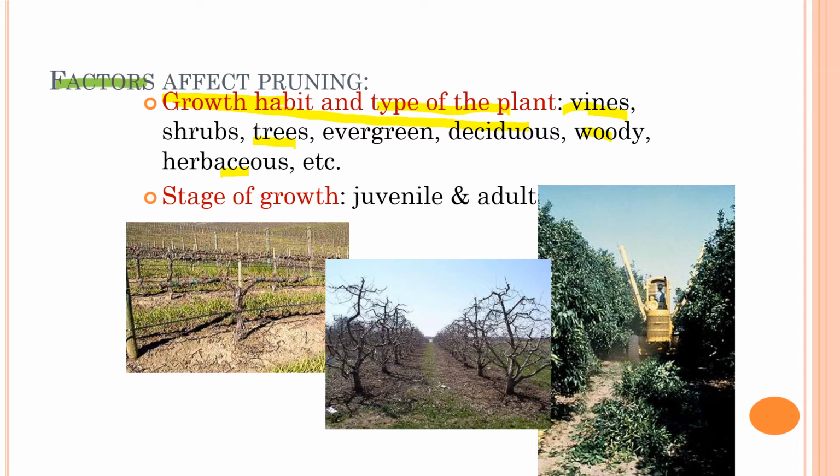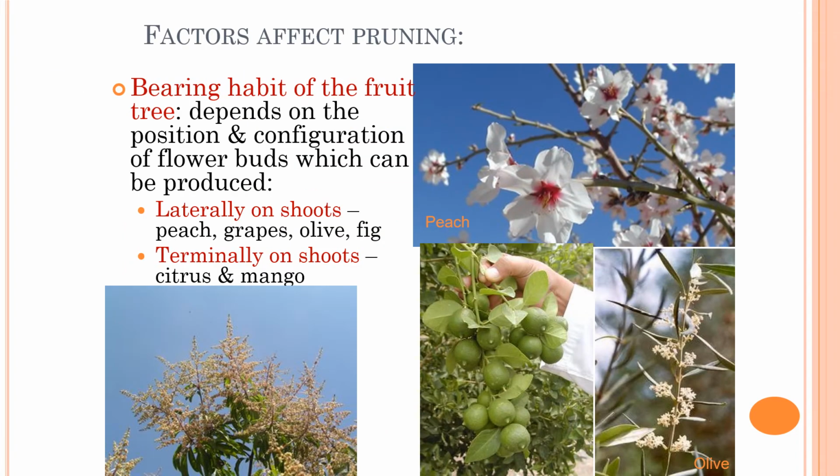Another thing is, what's the stage of growth? Is the tree young, juvenile, or is it mature already, an adult? Here, juvenile means they don't produce fruits or flowers, so non-flowering yet. But adult trees will have flowers and fruits. So you have to be careful when you are going to prune which part of the tree you are going to prune if they are adult. If they are juvenile, it is also important to know.